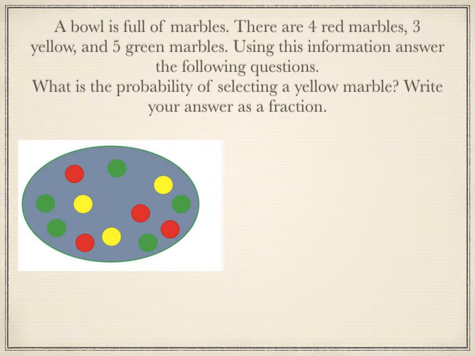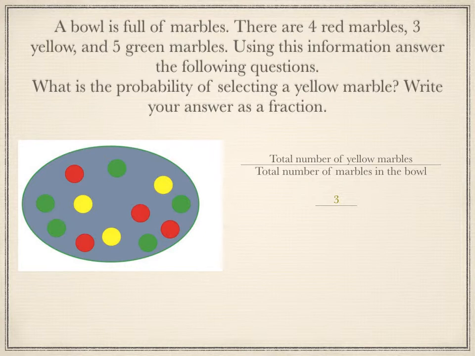Next, we have a bowl is full of marbles. There are 4 red marbles, 3 yellow, and 5 green. Using this information, answer the questions. What is the probability of selecting a yellow marble? Write your answer as a fraction. So the total number of yellow marbles over the total number of marbles in the bowl. So 3 favorable outcomes, 3 yellow marbles, over the total number of outcomes, so the total number of marbles in the bowl, which is 5 plus 3 plus 4, which is 12. So we get 3 twelfths. We go ahead and reduce, divide the top by 3 and the bottom by 3, and we get 1/4.